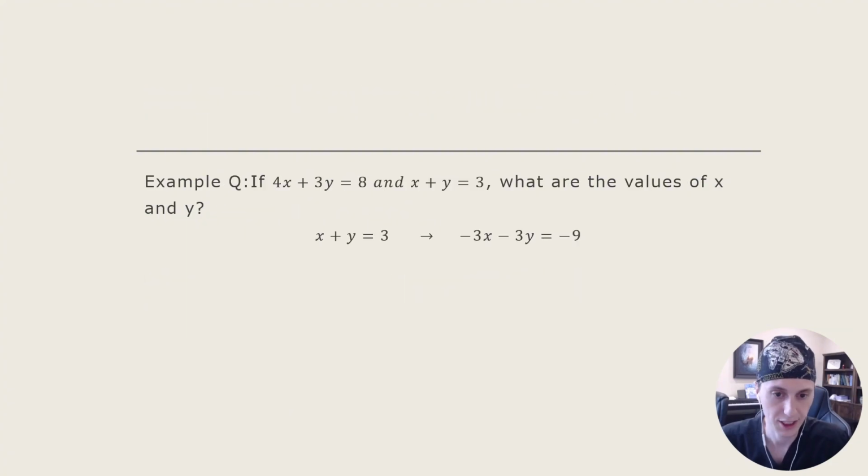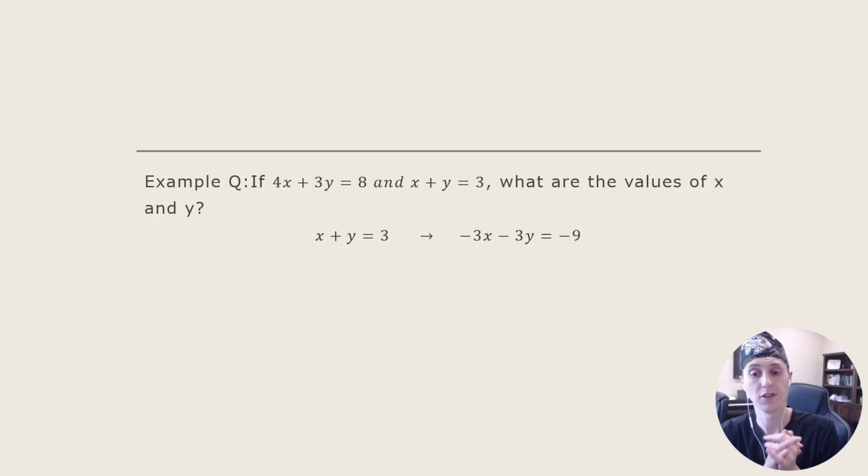I took the second equation, x plus y equals 3, and multiplied each thing by -3 to give me -3x minus 3y equals -9. The goal was to add the 2 equations together to eliminate one of the variables, either x or y. So to do that, I took that second equation and manipulated it so that I could add it to that first equation and get rid of the y's.